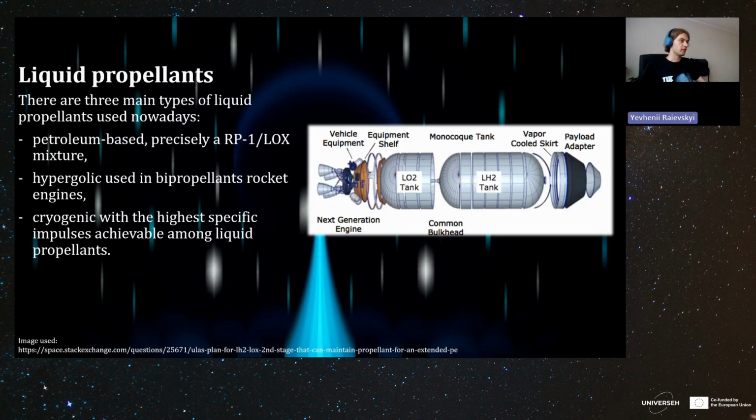And the other group is liquid propellants. Liquid propellants are the most used nowadays also, and we can divide them into three main groups, as I've described on the slide: petroleum-based, hypergolic, and cryogenic. What does it mean?